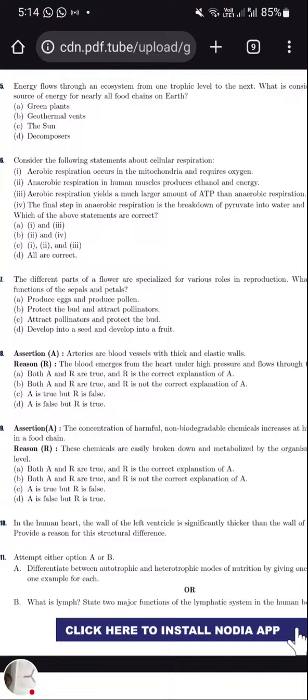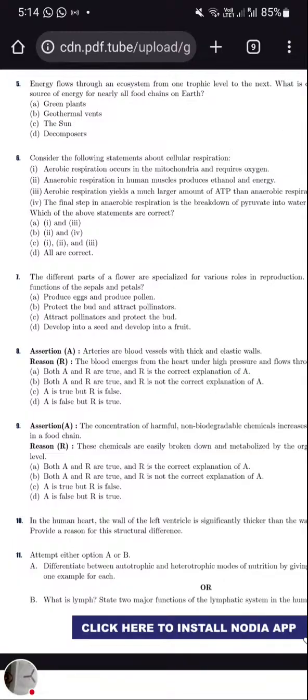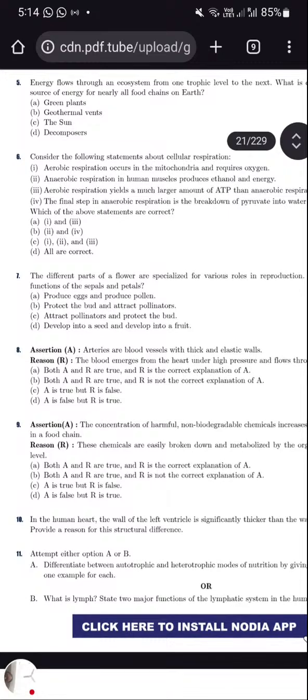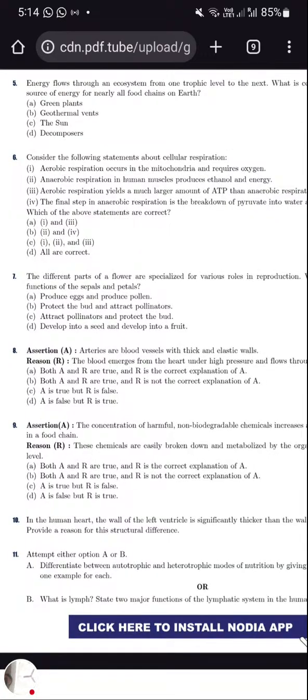Question number 7, you wrote wrong. The answer is: attract pollinators and protect the bud. Correct. They asked about sepals and petals. See, question number 7, option B is correct. You wrote C.